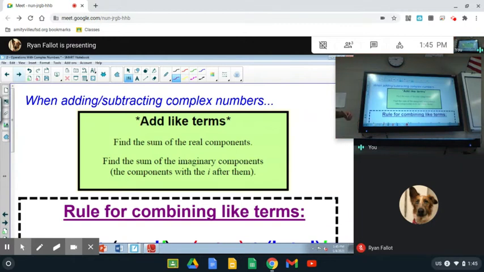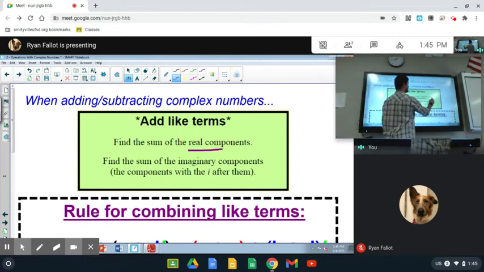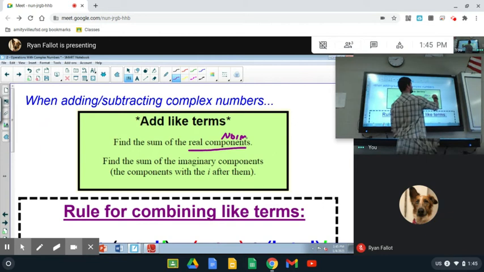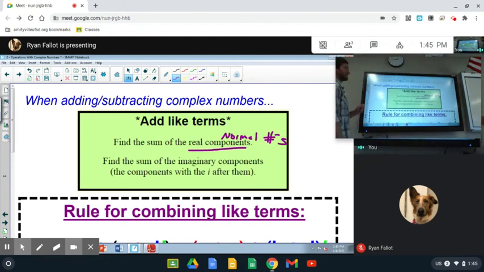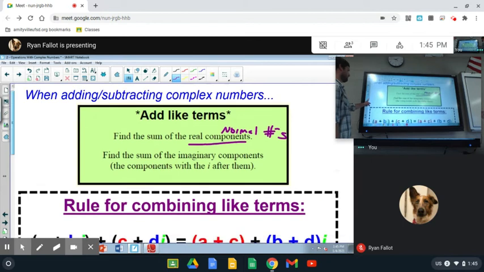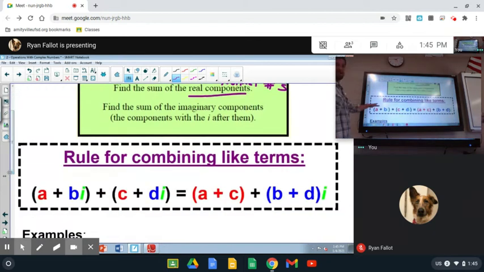I'll do adding, you do multiplying? Sure. Okay. When adding and subtracting complex numbers, add like terms. Adding like terms means the things that look the same, things with letters, things without letters. So find the sum of the real components. These are normal numbers, the numbers that are by themselves with no letters next to them. Find the sum of the imaginary components. These are the components with an i after them. Rules for combining. We always give you this weird math thing that doesn't make a lot of sense, but this is the formula that we're using to make sure we understand what we're doing.